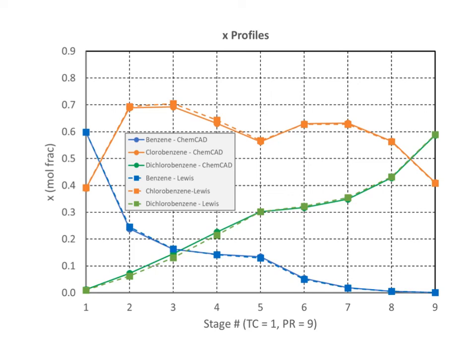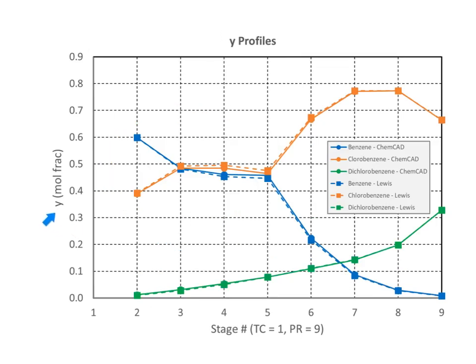The middle component has a stranger behavior. See, it's got this M shape. And this is really curious when you first see this. And in the book, I give a fairly detailed description of why it has this particular shape. Overall, I'm pleasantly surprised that our simplified Lewis method has produced such similar results to the more rigorous ChemCAD program.